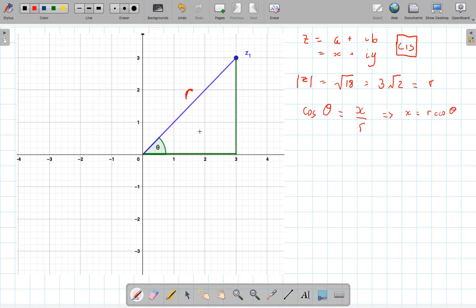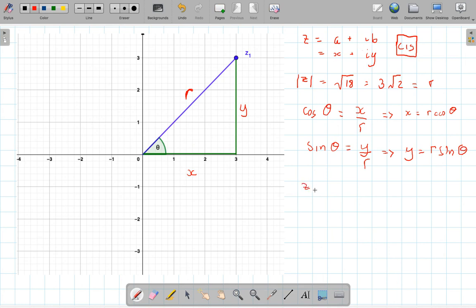I'm going to do a similar thing with the y value here. So this is now x and this is y. And what I can do for this is I can say that sine theta equals y, opposite, over the hypotenuse. So we have a similar thing here, which is y equals r sine theta. Now we did a similar sort of thing with the unit circle. So both of these can be replaced in here.